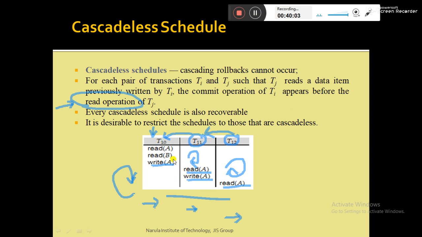From here we can say that every cascadeless schedule is also recoverable. But if a schedule is recoverable, that does not ensure that it is also cascadeless. If a schedule is cascadeless, then it is also a recoverable schedule. And it is very much desirable to restrict schedules to those that are cascadeless.